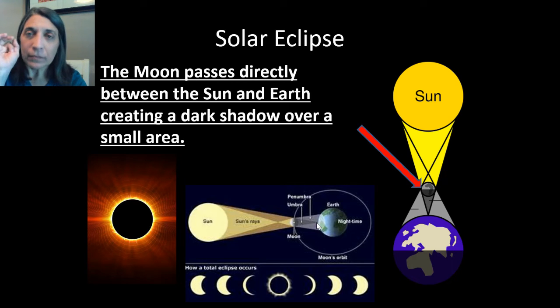There's only certain parts of the earth, whatever that path is, that path of totality that they talked about in the video, that's the part of the earth that's getting that tiny little shadow. It looks tiny from space, but obviously it's huge, it's miles long. And it's going to create this little shadow that moves across.